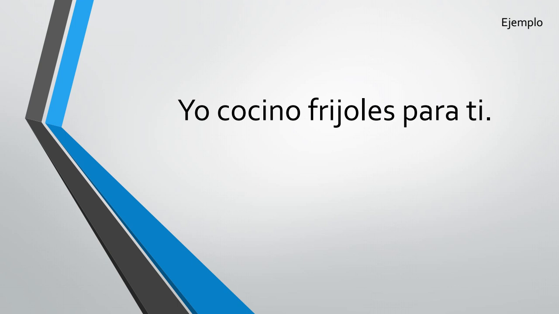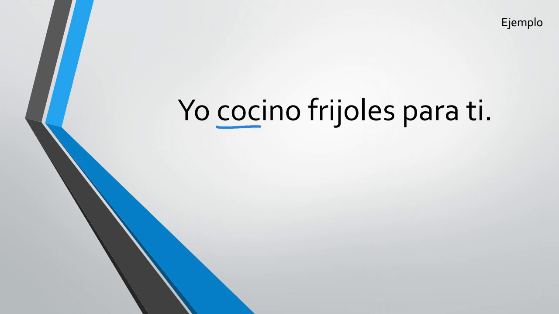So I've got the sentence, Yo cocino frijoles para ti. I cook beans for you. Now, once I've established what I'm cooking, beans, frijoles, and who I'm doing it for, ti, so you, I can restate this sentence and I can get rid of my direct and indirect object. Let's go through and find those first.